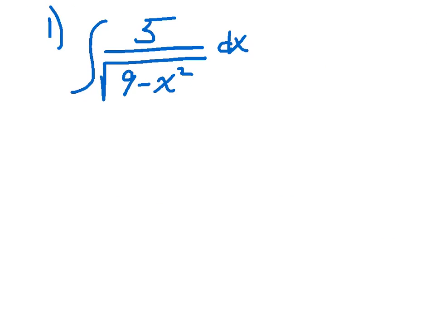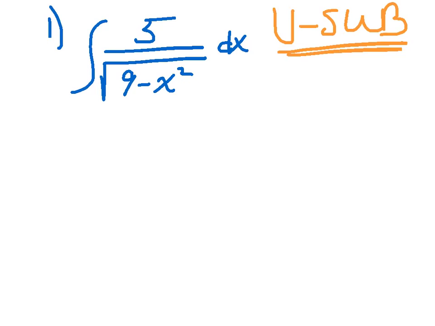Alright, so let's go ahead and dive into problem 1 here. The integral of 5 over the square root of 9 minus x squared. Now, I just want to stress that this is the farthest thing from my mind, this arc trig integral. I would always start with a u sub. And if that fails, that's when I'm going to get creative and think arc trig. But that's probably, like I said, the last thing on my mind.